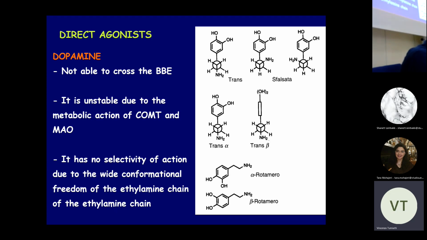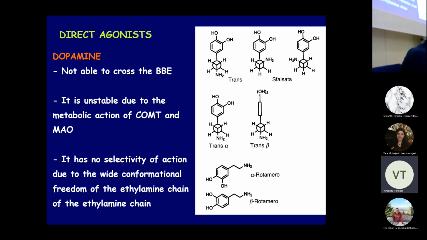And so the scientists tried at the beginning to find the active conformation of dopamine on D1 receptors, postsynaptic receptors, and then to have a compound able to cross the blood-brain barrier. And finally, to be not metabolized by COMT or MAO, monoamine oxidases.